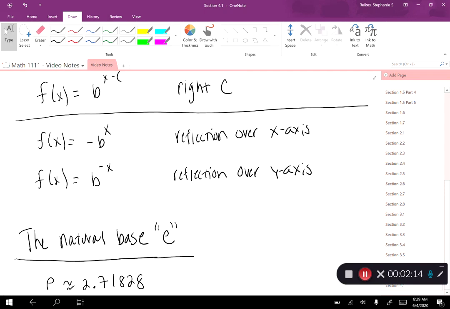And recall, if I have f(x) equals negative b to the x, or f(x) equals b to the negative x, a negative represents a reflection. If the negative is on the outside of the function, it's a reflection over the x-axis. And if the negative is on the inside of the function, then it's a reflection over the y-axis.